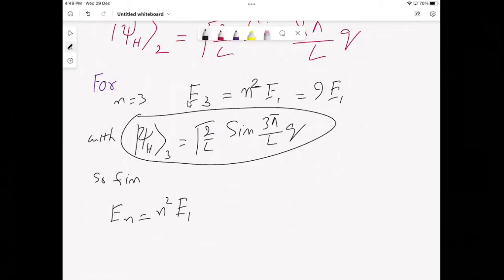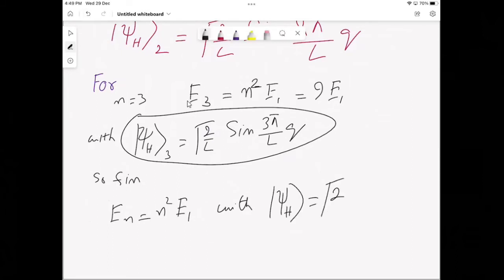E1, okay, with sine n pi x over L. As you know, you may only find the probabilities. What will be the probability to find the state?